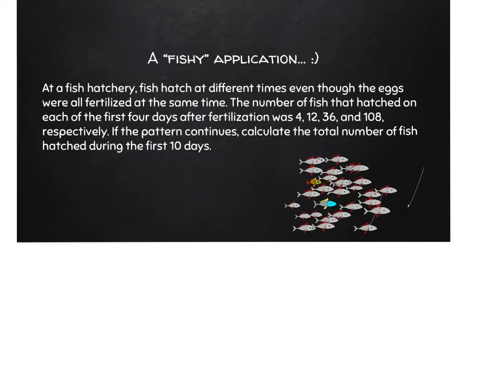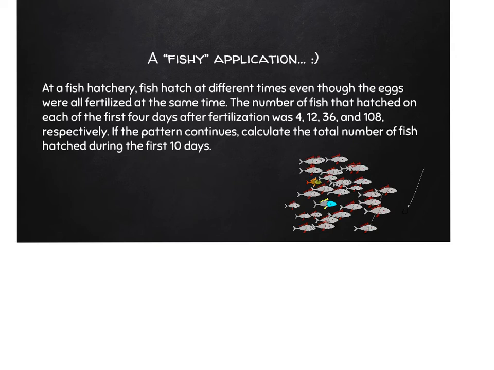A fishy application. At a fish hatchery, fish hatch at different times, even though the eggs are all fertilized at the same time. The number of fish that hatched on each of the first 4 days after fertilization was 4, 12, 36, and 108, respectively. If this pattern continues, calculate the total number of fish hatched during the first 10 days.